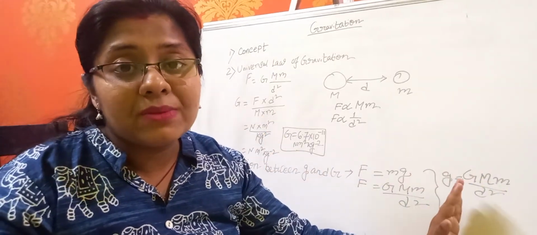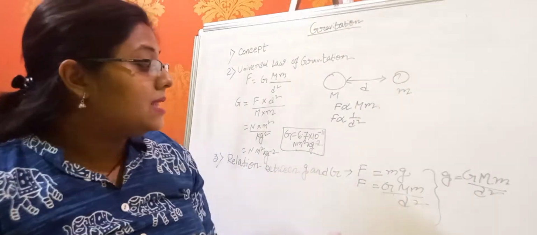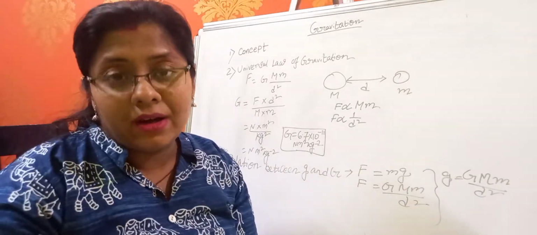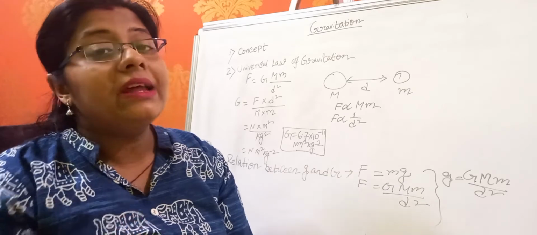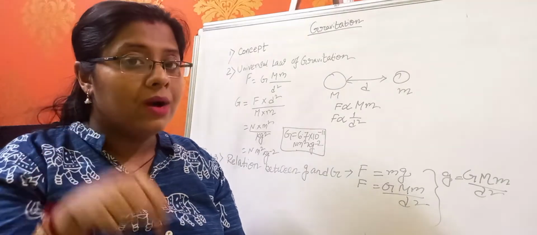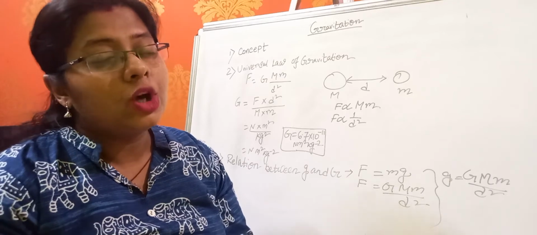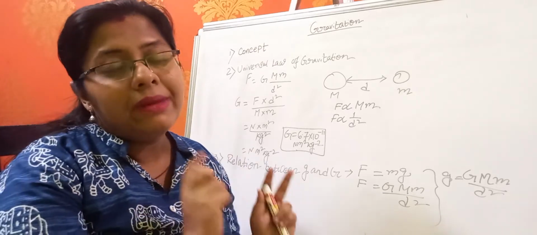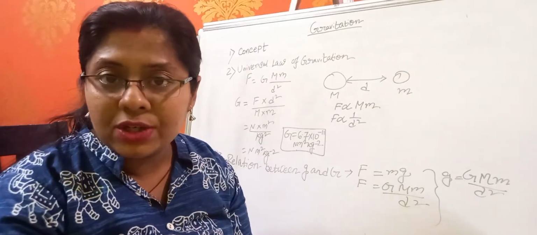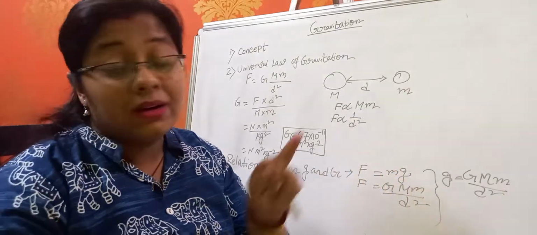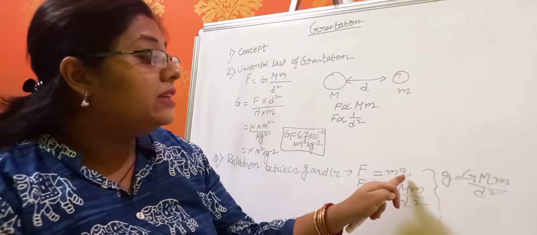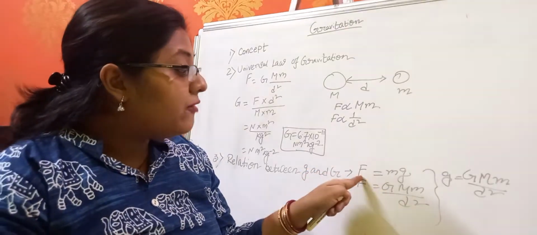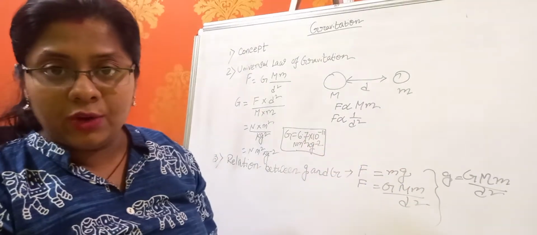Now coming to the relation between them. What is the relation? See, here we have written F equal to m into g. From where have we got this formula? Definitely from Newton's second law. Just remember one thing: in Newton's second law we have F equal to m into a, where a is the acceleration, right? So here instead of small a, I have written g, because this is also acceleration. So F equal to m into g.